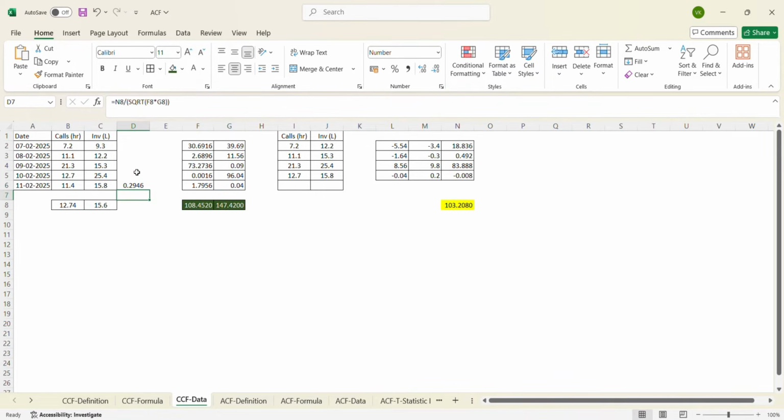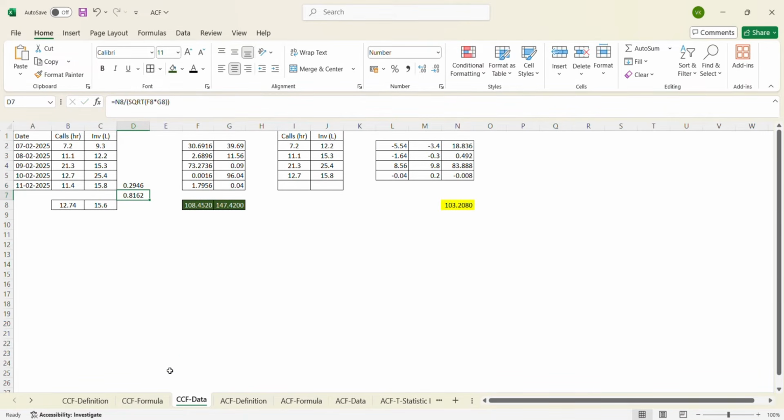So I come here and I create my formula. And what is my formula? If you see here, the numerator will be this column, which is N8, and the denominator will be the square root of the product of F8 and G8.